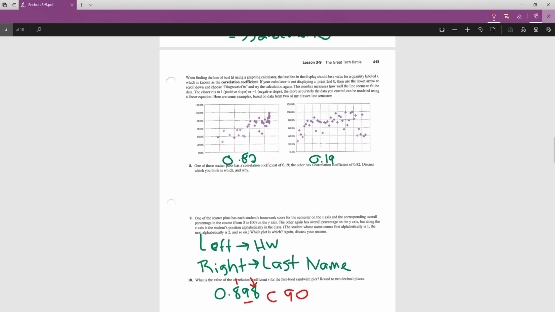My correlation coefficient is 0.90, saying that 90% of the data are within the line of best fit. That's a pretty high R. It's a pretty good correlation. It means that it's a pretty good line of best fit. At this point, you can start working on the group work on page 415.